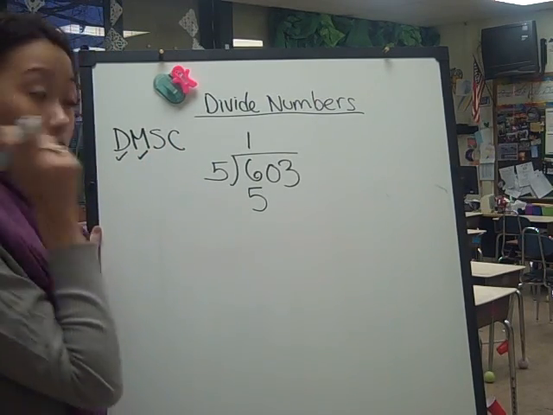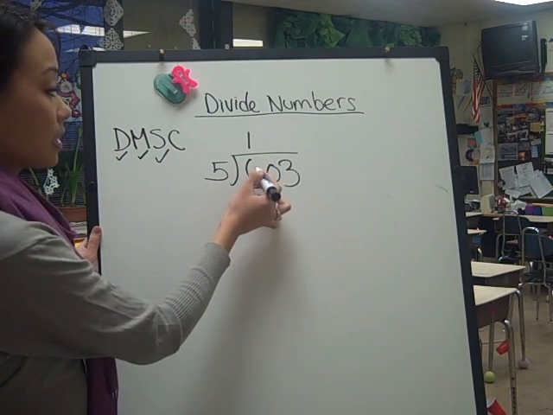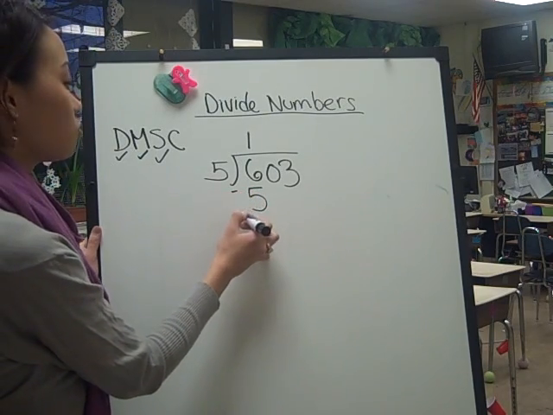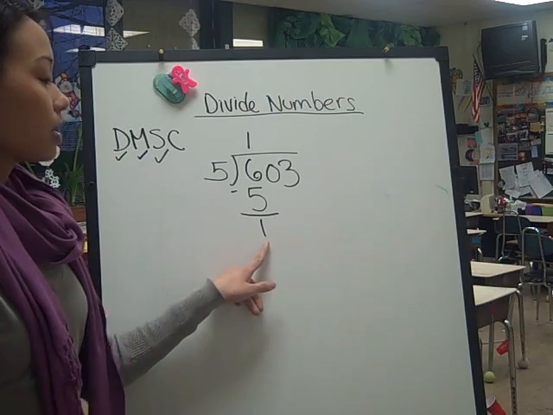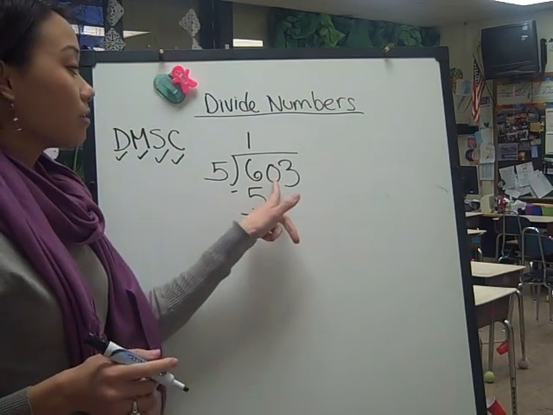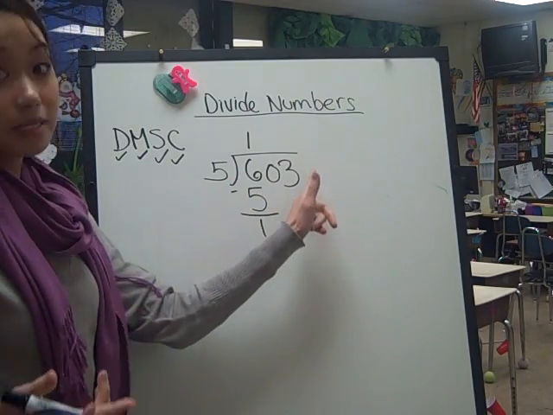Next step, S. S stands for subtract. I'm going to take 6 minus 5, the number I just wrote down here, and subtract. 6 take away 5 is 1. Now that I have my 1, I'm going to carry down the next slice of pizza that is available inside my Pizza Hut.